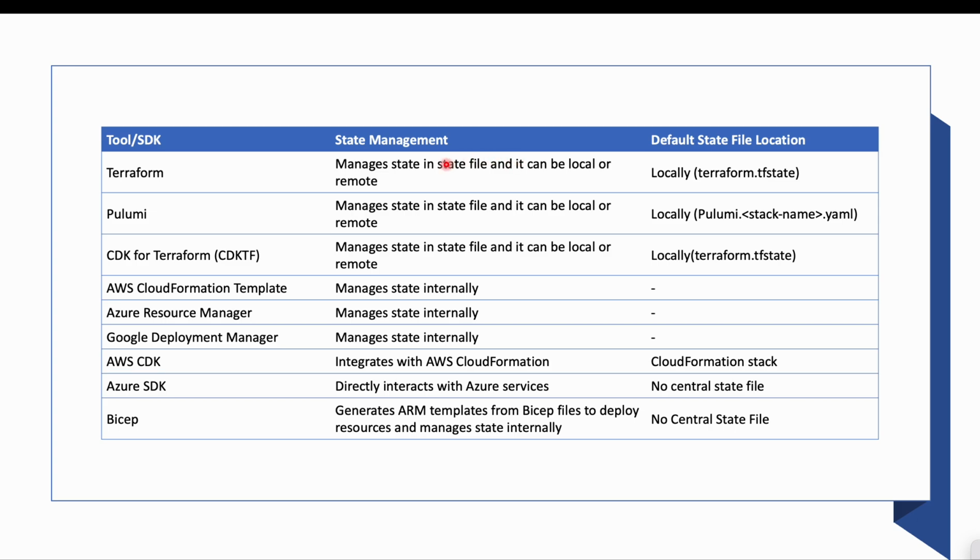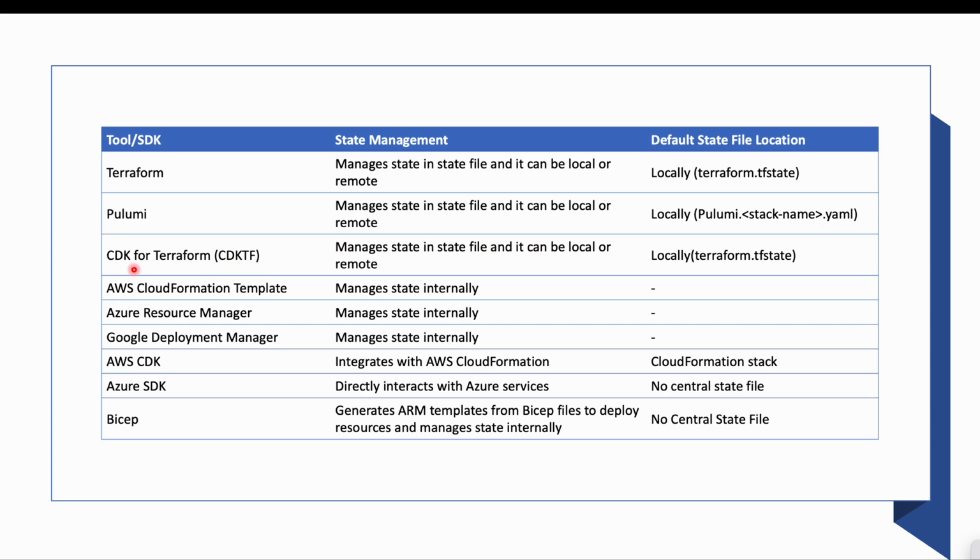Yeah, state management is another important topic. You have to know how each tool is managing the state of its resources, right? When you come to Terraform, it manages a state file. The state file can be stored locally or remotely. By default, it will store the state file locally. The default state file name is terraform.tfstate. And Pulumi, you can also store the state file locally or remotely, but by default it will store the state file locally, and the name should be like Pulumi.stackname.yaml.